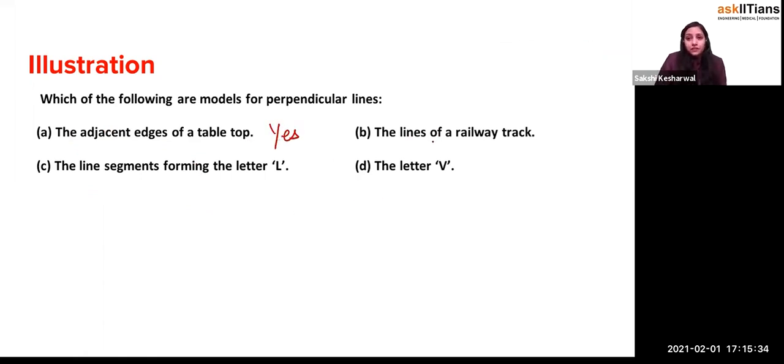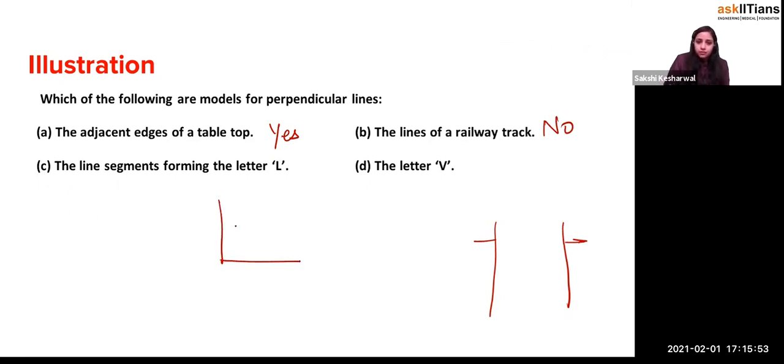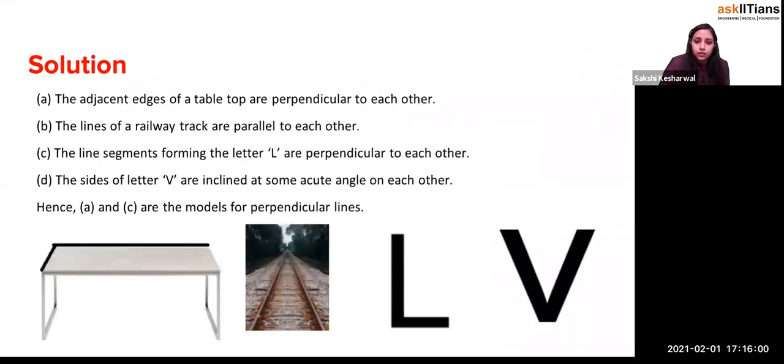The lines of the railway tracks. If you see the railway tracks, not the wooden part, no. Railway tracks are always the metal parts on which the trains are running. So these are what, beta, parallel. So here, no, right? The line segment forming the letter L. So this is yes, L. This is 90 degrees. So yes. The letter V. So it's no. You can see the figure. These are the railway tracks, right?